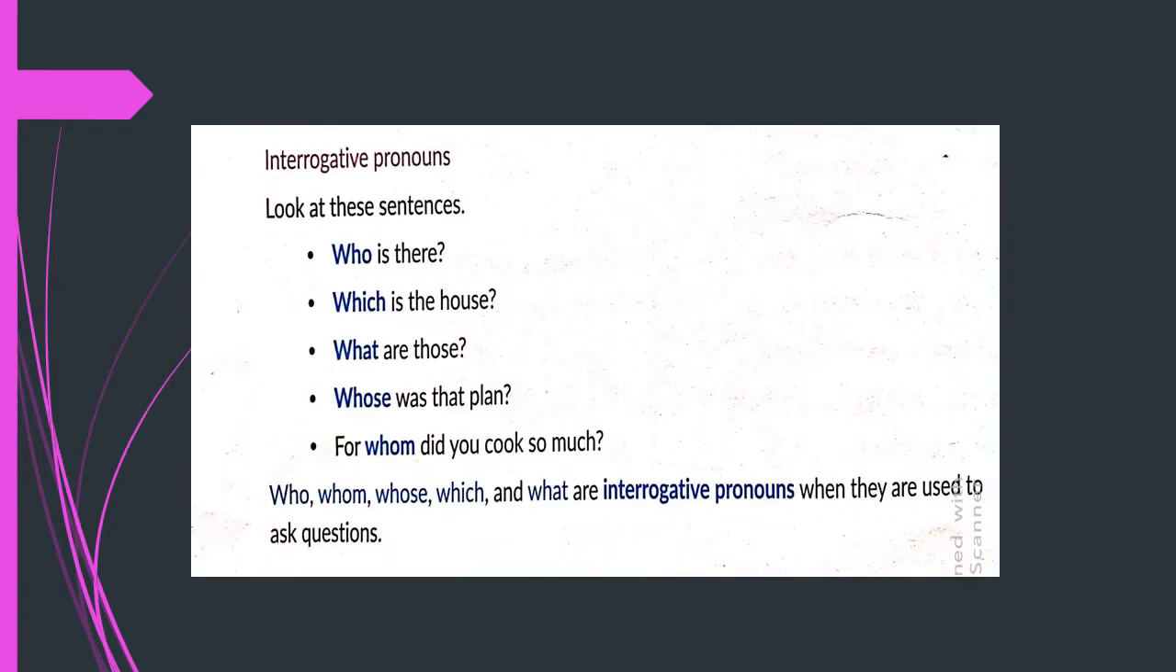Now, once again, a quick review of what are interrogative pronouns. They ask questions. Who is there? Which is the house? What are those? Whose was that plant? For whom did you cook so much? They are used to ask questions.